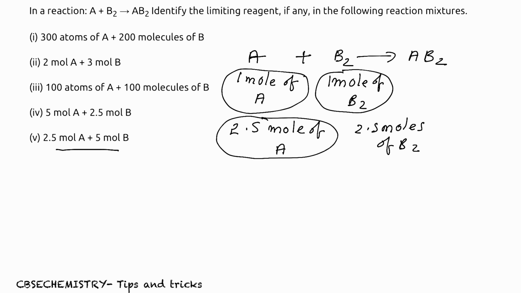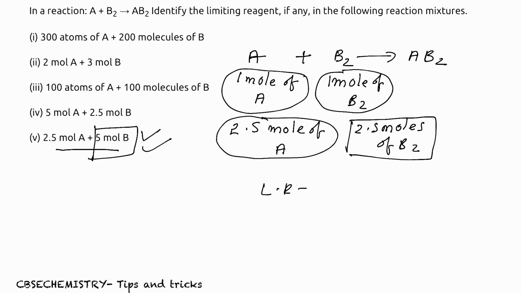But how much we have? As per the question, we have 5. The requirement is just 2.5 moles and the available moles are 5. The availability is greater than the requirement, which means that is the excess reagent. B2 is the excess reagent. So the other one, that is A, is the limiting reagent. Hope all of you understand. It's very easy, right?